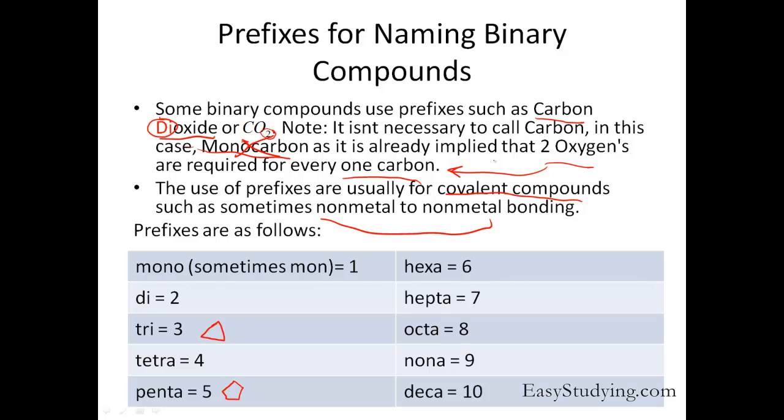So once again, these come in handy for naming binary compounds, usually for covalent compounds, for non-metal to non-metal bonding, such as carbon dioxide, carbon monoxide, or even other compounds such as sulfur dioxide. And note, I am saying a lot of dioxides, but there are other compounds out there that you can use it with.